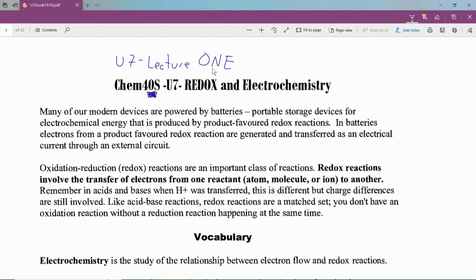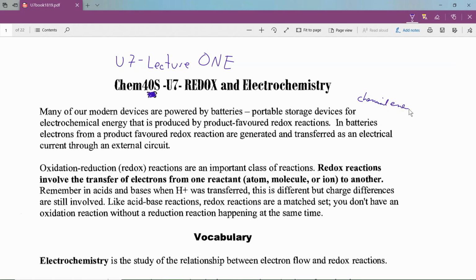Many of our modern devices are powered by batteries, portable storage devices for electrochemical energy that is produced by product-favored oxidation reduction reactions. So in a battery, we are converting chemical energy into electrical energy.